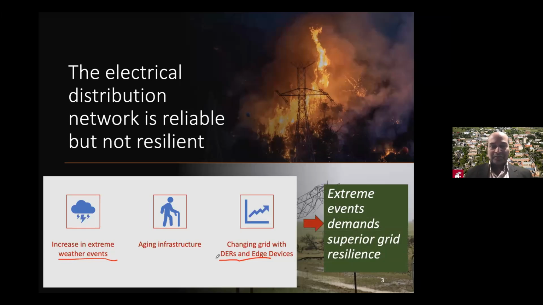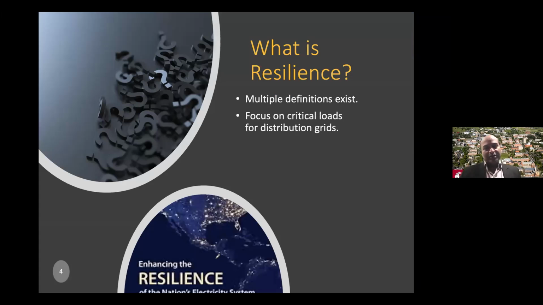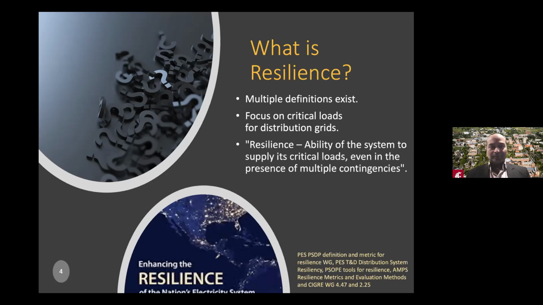With all these changes happening, we know that these extreme events are demanding superior grid resilience. Next we should look at what we can do about it. First, we need to define what resilience is. If you look in the literature, there are multiple definitions. Most definitions in some way talk about critical load, because during extreme events we cannot keep up with reliability, which means we cannot keep up with all the connected load. One definition that we have in our research group is the ability of the system to supply all its critical load, even in the presence of multiple contingencies.